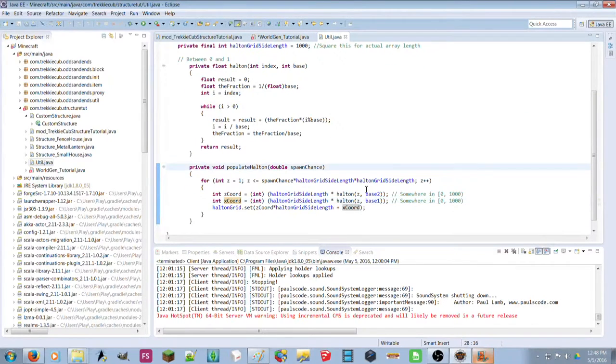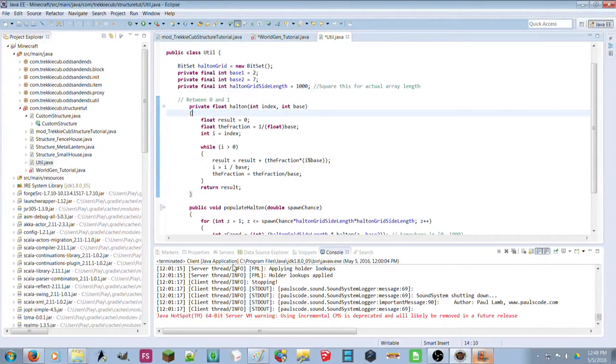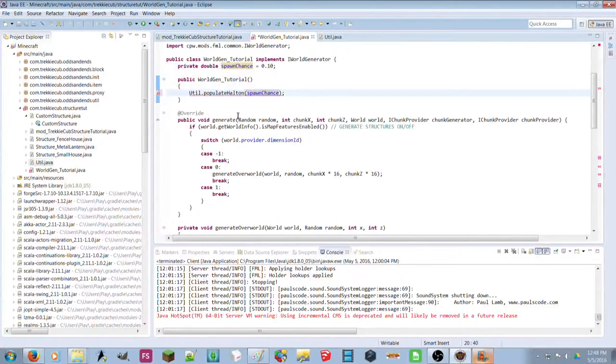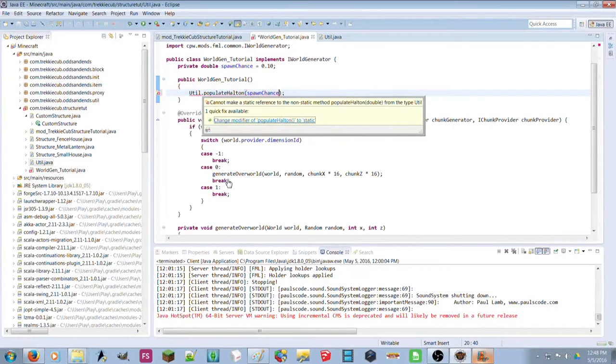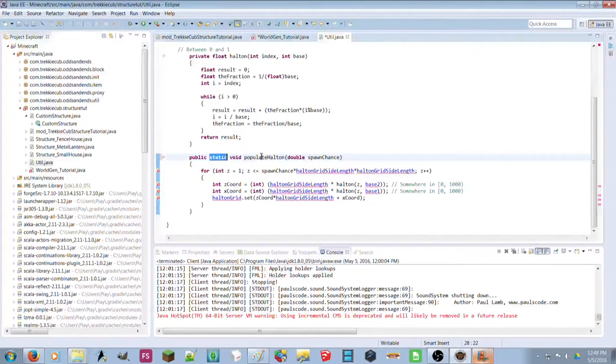Okay. You have to change the visibility of these from private to public. Of only populate Halton. Don't do so with Halton. You really don't need to do that. This line you also need to change to public. I'm just going to put public in here for the Halton grid just in case. Now, here we go. It says change the modifier of populate Halton to static, which we went ahead and did.